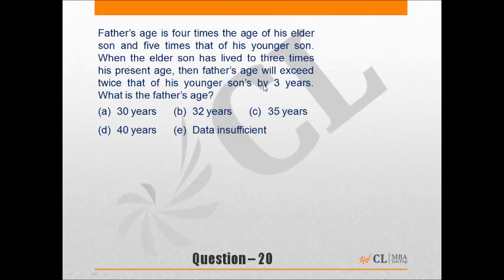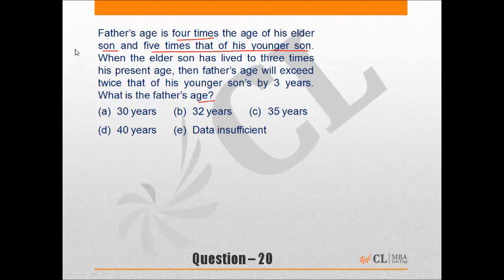Father's age is 4 times the age of his elder son and 5 times the age of his younger son. When the elder son has lived to 3 times his present age, then father's age will exceed twice that of his younger son by 3 years. What is the father's age?